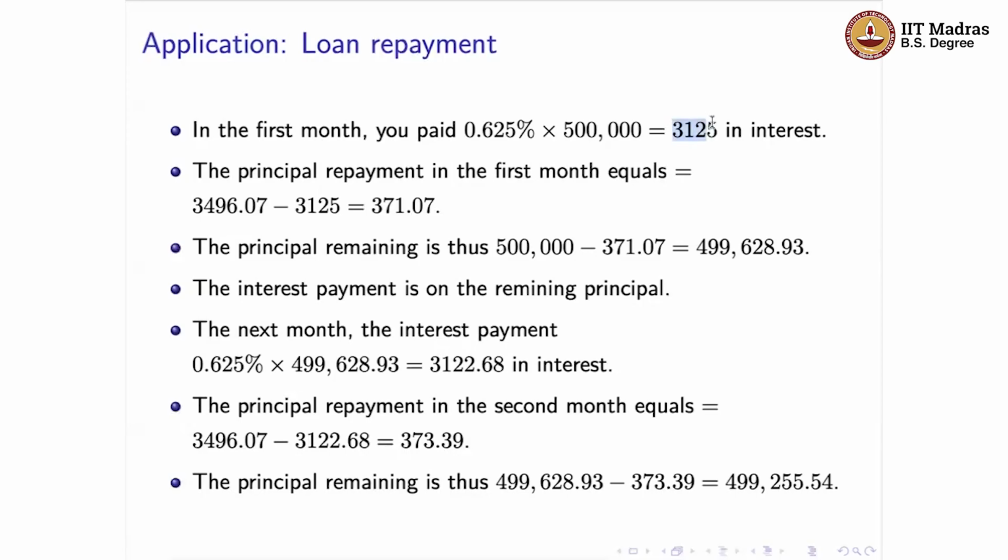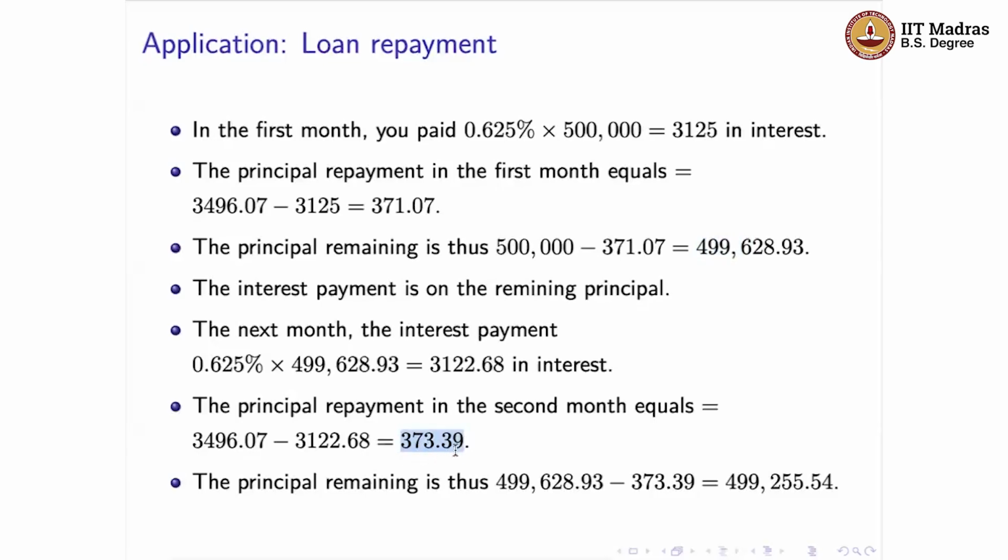So notice that this amount is actually less than 3125. And this makes sense, right? Because the first time, you were paying interest on the whole 5 lakh principal. Now, because you have repaid an amount of the principal, you are paying interest on a lower principal, and that's why the interest payment is smaller, right? But remember, you are still paying back 3496.07. So if the amount in interest is lower, that means that you have repaid a higher amount of principal, right? So in the second month, you have repaid an amount of principal equal to 373.39.